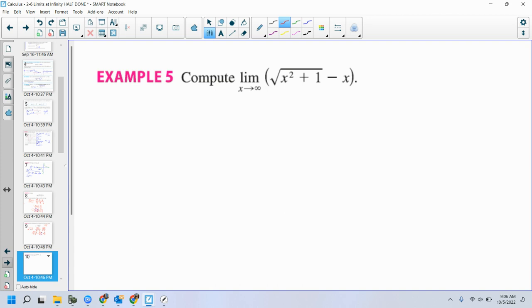So maybe there's some way that I could compute this. Now, can I just do direct substitution here? I should have prefaced this by saying that. Like, infinity squared plus 1, okay. Square root of that, minus infinity. I don't know. That just seems really weird to me. Okay, so no, can't do that. But maybe there's something that we could do with a fraction.